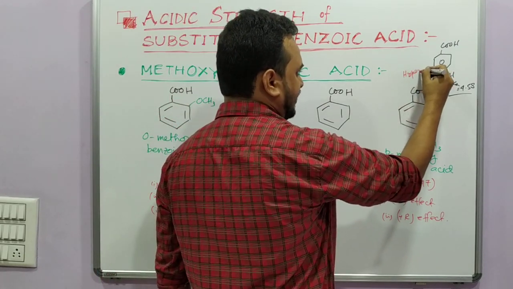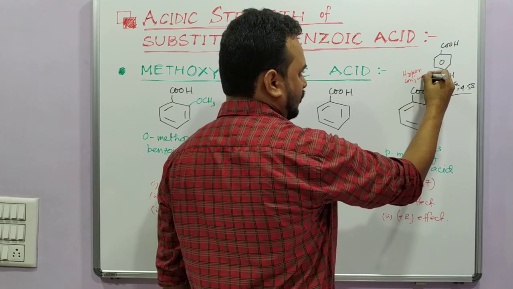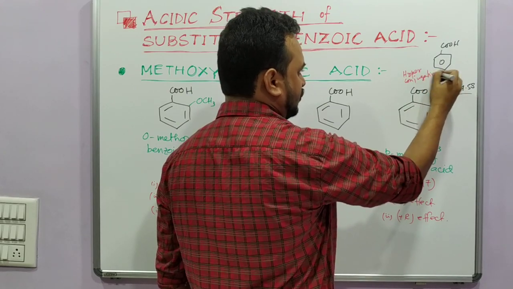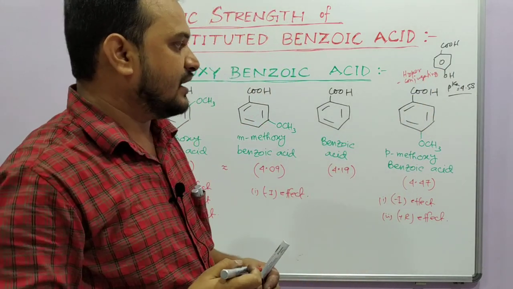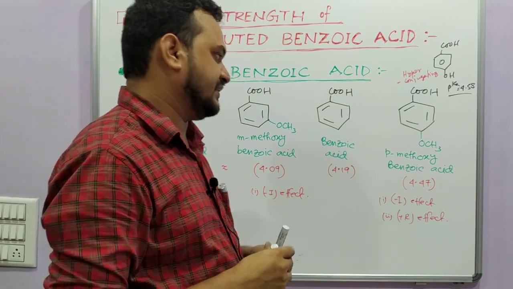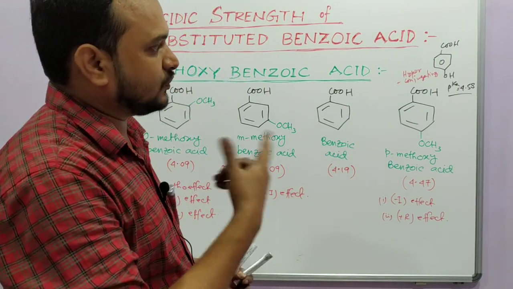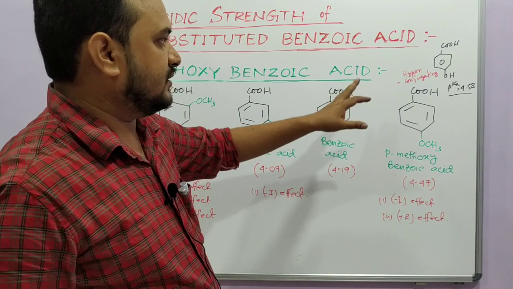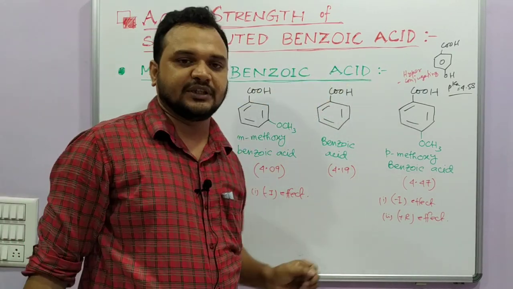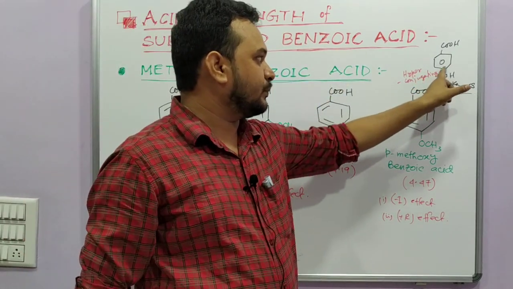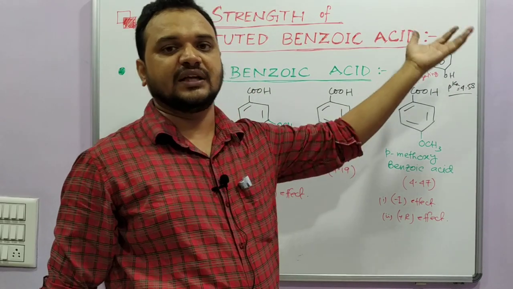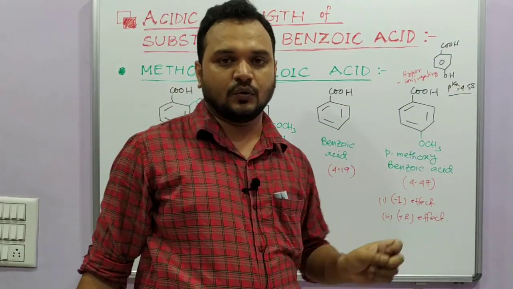So when it comes to electron donation, OH is more electron donating when attached to benzene ring compared to OCH3 or methoxy group, and that is also revealed in electrophilic aromatic substitution reaction. This OH group activates the ring more towards electrophilic substitution than the OCH3 group.